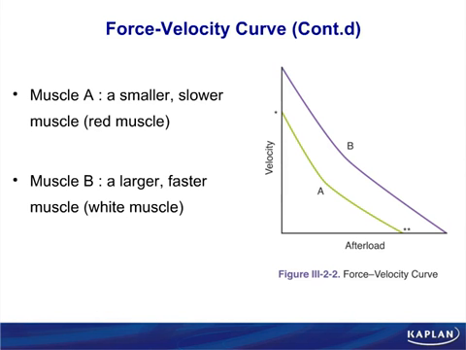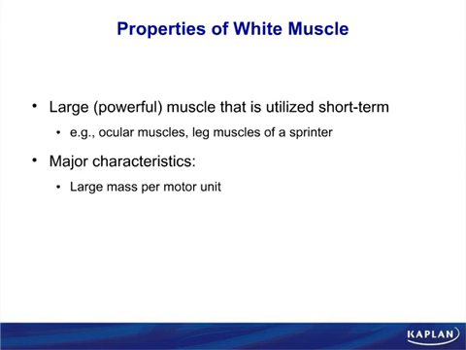B also has a greater x-intercept. So white muscle, B, generates more force in general than red muscle. So white muscle is faster and more powerful. Some more properties of white muscle.